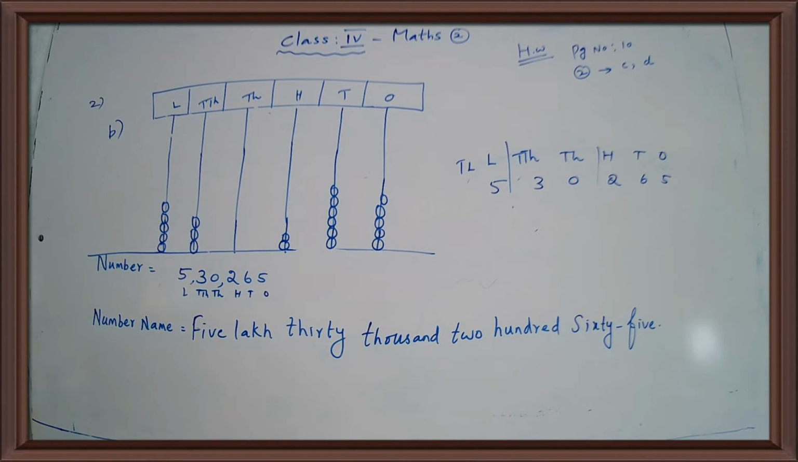In question C, the number name is given. So first of all, you write it in number form. Then after, you draw beads on the abacus. Okay. And in question D, the number is given. So you write the number name. Okay. Then after, you draw the beads. Otherwise, you draw the beads and write the number name. Okay, children? Now clear?